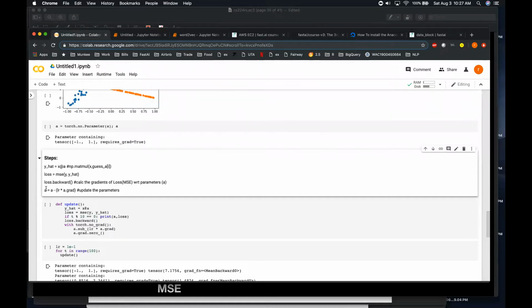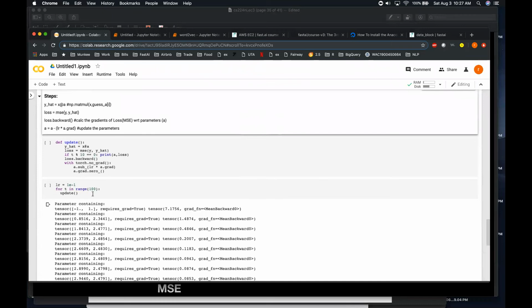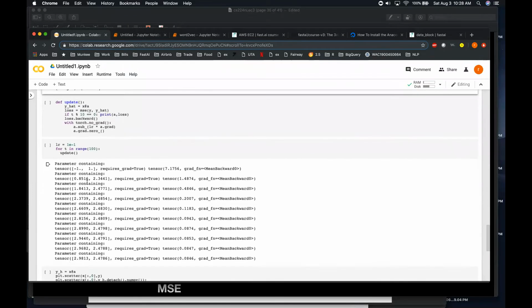This A on the right-hand side is your updated or the new parameters. A dot grad is basically giving you the gradient, and LR we'll again look at is basically what is your learning rate or what is your step size. So you run this, you chuck this into a function, this is what you get, and you run this, let's say, for 100 iterations.